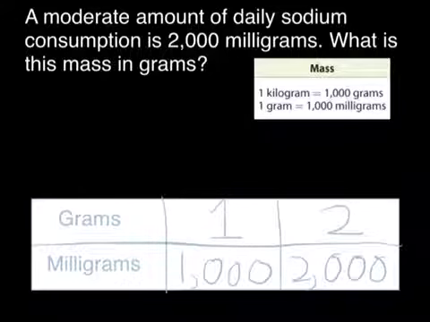You can also see that every time to go from grams to milligrams, you need to multiply by 1,000. 1 times 1,000 is 1,000. 2 times 1,000 is 2,000. You can always go from grams to milligrams by multiplying by 1,000. And you can always go from milligrams to grams by doing what? Yes, dividing by 1,000. 1,000 divided by 1,000 is 1. 2,000 divided by 1,000 is 2. There are all sorts of ways to look at this ratio table, and all of them are useful.